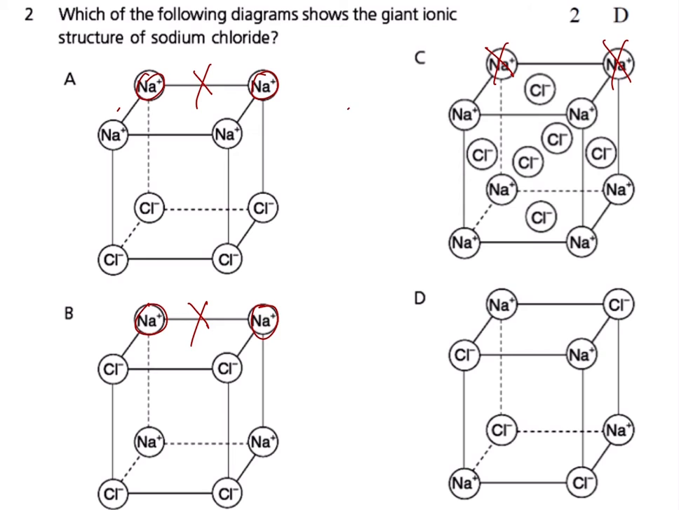So remember, when I say they are arranged alternately, I mean horizontally or vertically. Horizontally, sodium and chloride are arranged alternately, and vertically also sodium ion and chloride ion, but not diagonal. Diagonal 咧就唔係 alternately 啦。They can be like here, sodium and chloride horizontally, and sodium and chloride vertically like this. So the answer should be D.